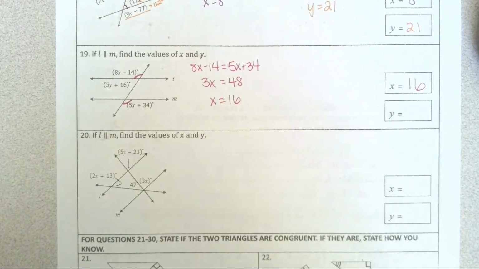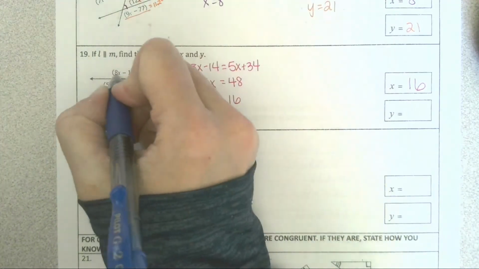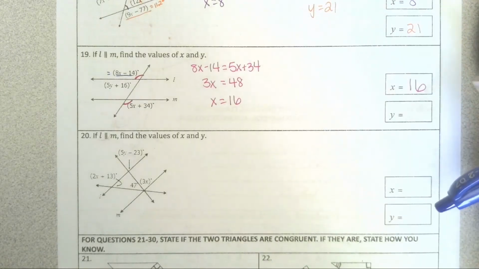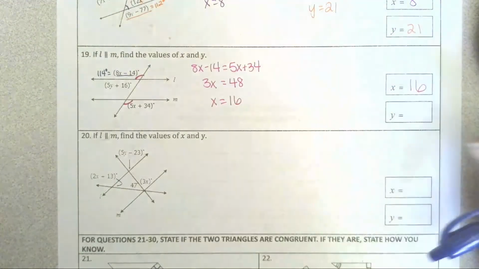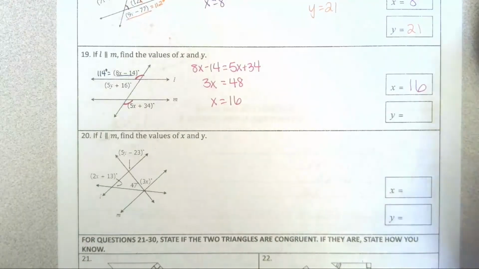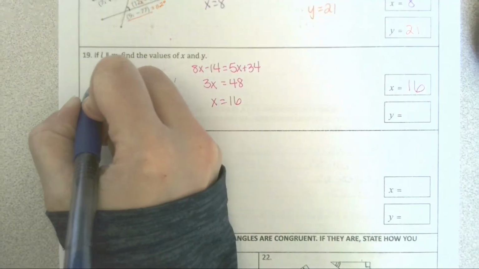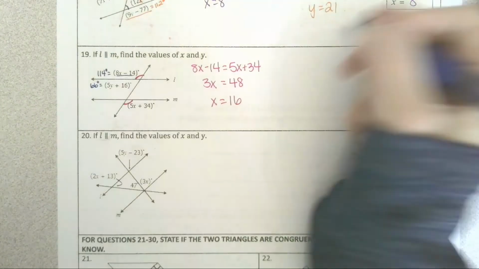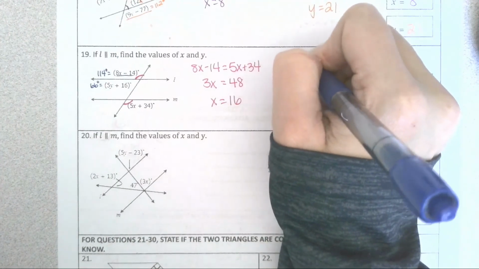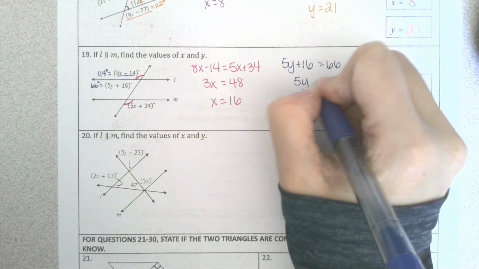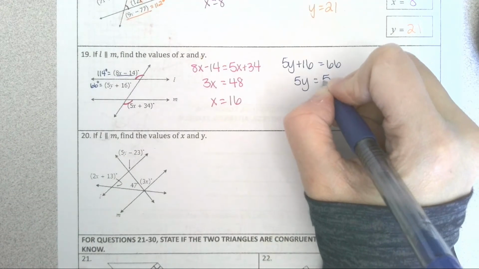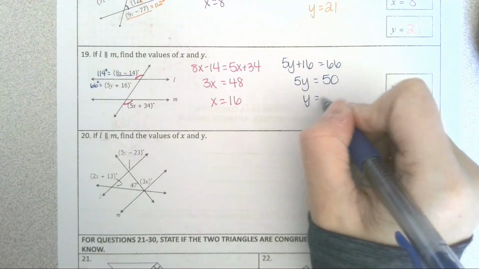Similar to how I did the last problem, now I'm going to plug 16 into this 8x minus 14. So 8 times 16 minus 14 tells me that this angle is 114 degrees. 180 minus 114 tells me that 5y plus 16 has to be equal to 66 degrees. So 5y plus 16 equals 66. If I subtract 16, that means 5y has to equal 50, or y equals 10.